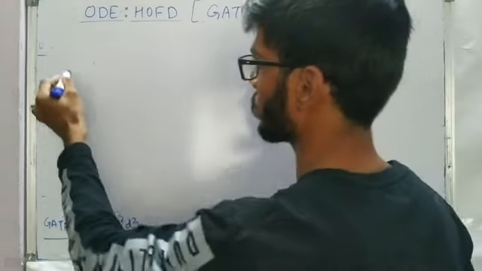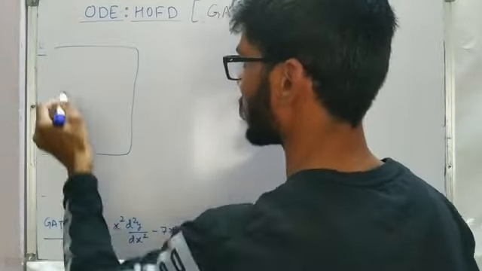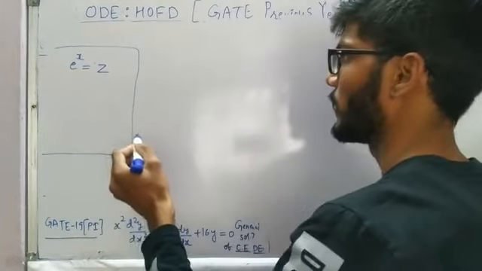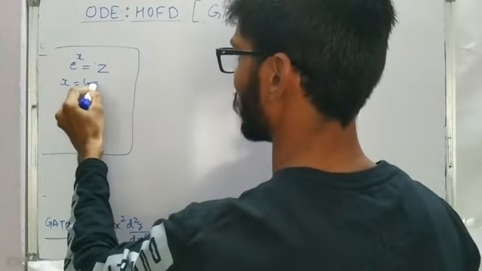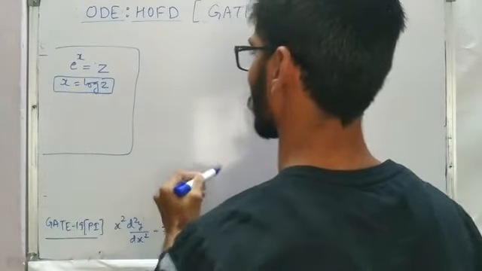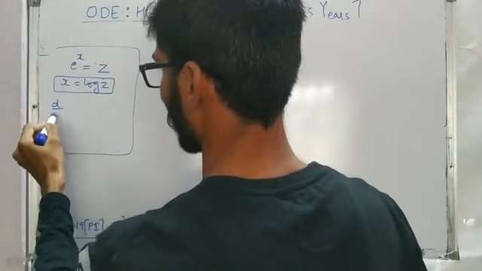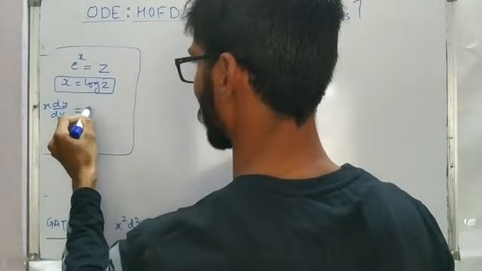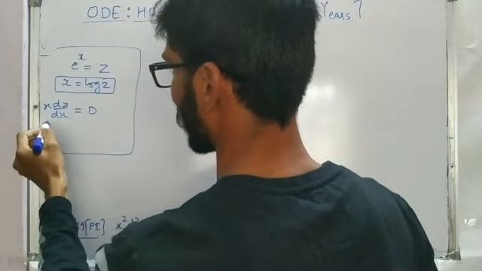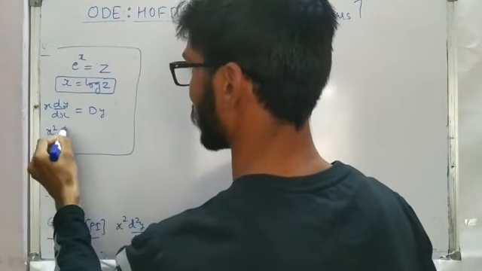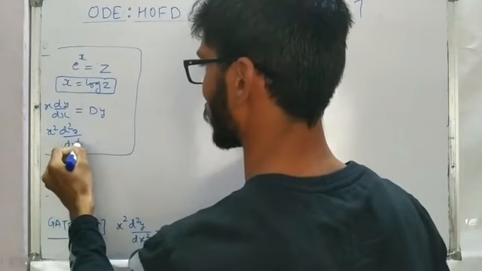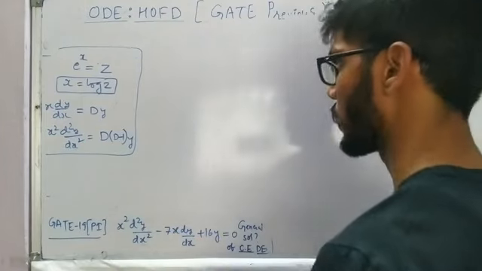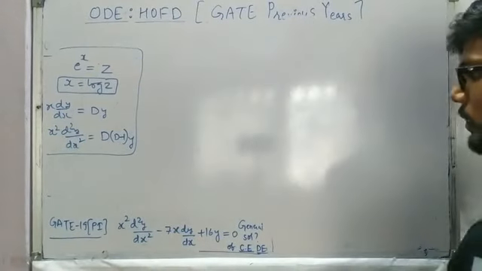And how to solve that? In that case we have to keep in mind the substitution. e power x is nothing but z, and so x is equal to log z. So this we have to keep in mind, and also d by dx, right? So x dy by dx we have to put as capital D y, and x2 d2y by dx2 we have to put as D into D minus 1 y. So this was the substitution we had to keep in mind in the case of Cauchy-Euler differential equation.